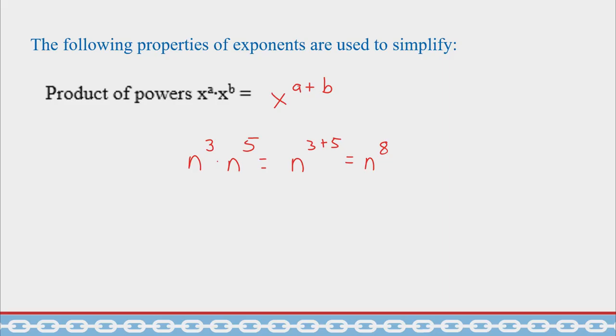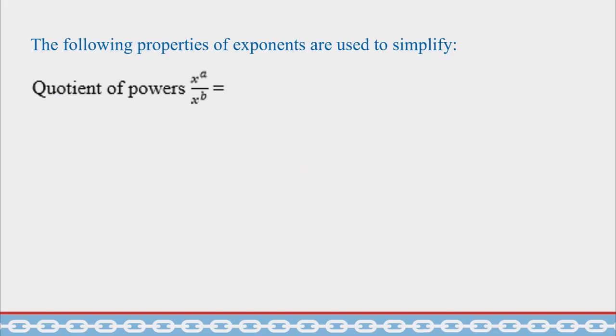And there's where a little bit of the confusion comes in. We see that word product, we think multiply. Yes, they are being multiplied here. But to simplify that, we are going to add the exponents.